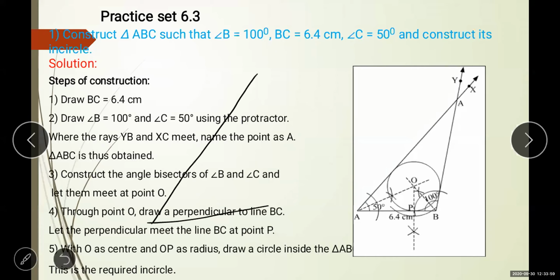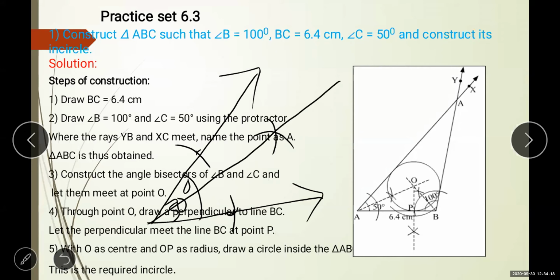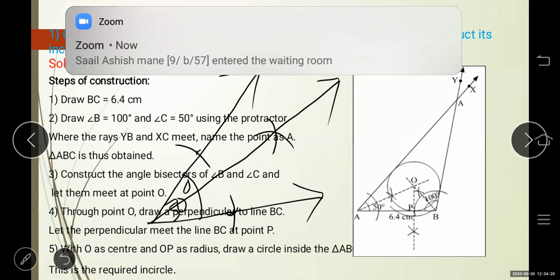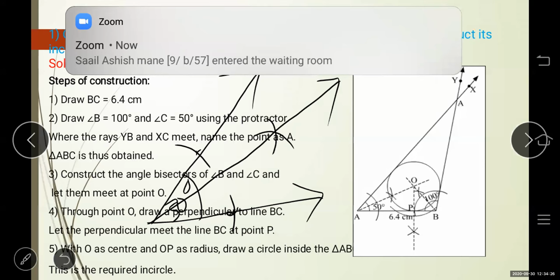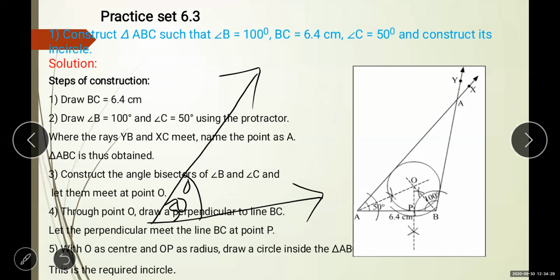How will you construct the angle bisector? Suppose this angle is given, this angle is 50 degrees. Take a distance in the compass and draw an arc on both rays, both arms of the angle. From these points, again make arcs. You will get a point. This is the angle bisector. I hope you understood this one.